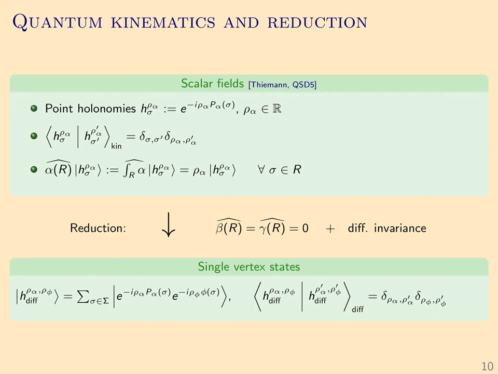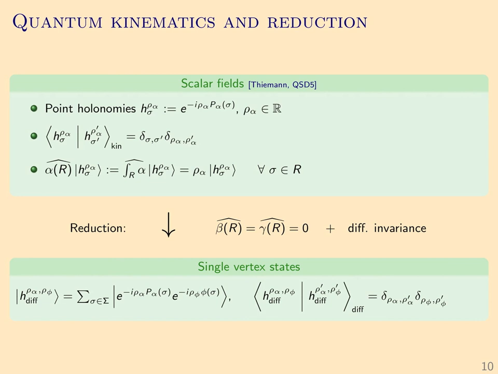The second thing that you implement is diffeomorphism invariance. You do that again by the standard techniques. Here we just consider the simplest case, which will in fact be enough for this talk. So in the second box, in the first equality, you look at the right-hand side. There is a quantum state which has two point holonomies, one in p alpha with representation label rho alpha, and one in phi with representation label rho phi. You just take such a state and insert it in the rigging map, which constructs the diffeomorphism invariant states.